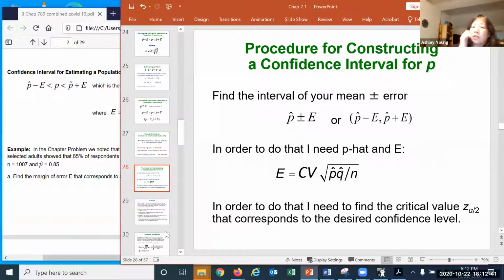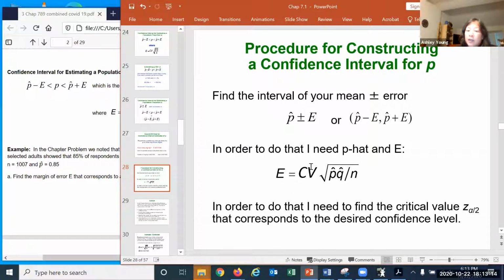All right, so here's the procedure for constructing your interval. First of all, what you need is p hat plus or minus e. You'll write it this way: in parentheses, p hat minus e, comma, p hat plus e. In order to do that, you need p hat and e. P hat I'm going to give you. You'll be given p hat. You'll also be given n.